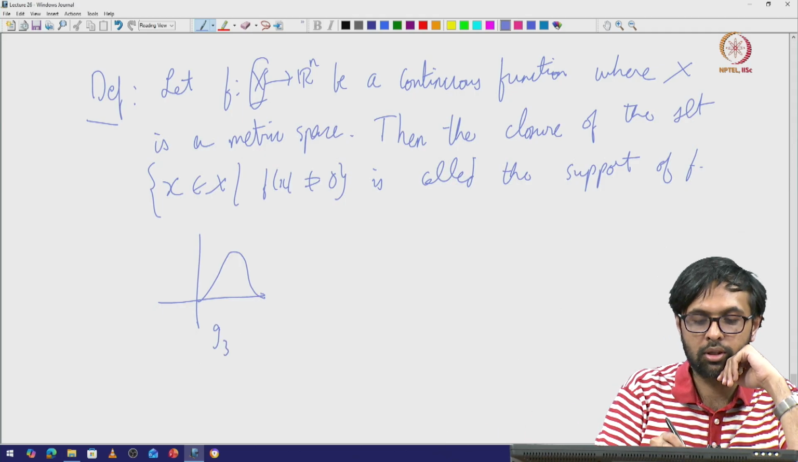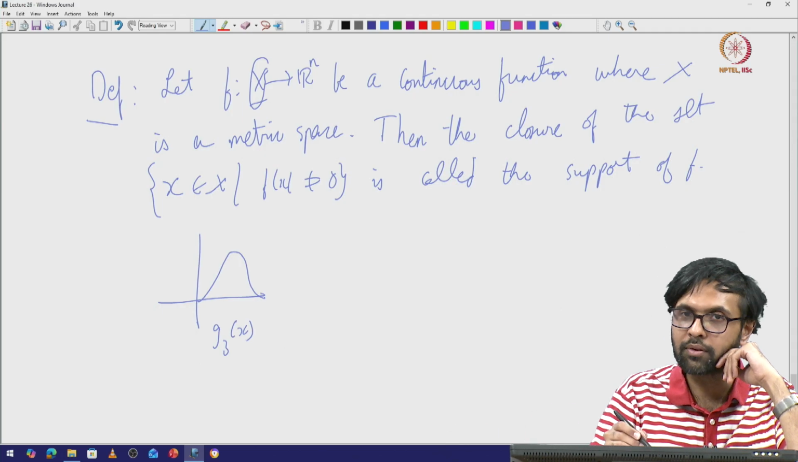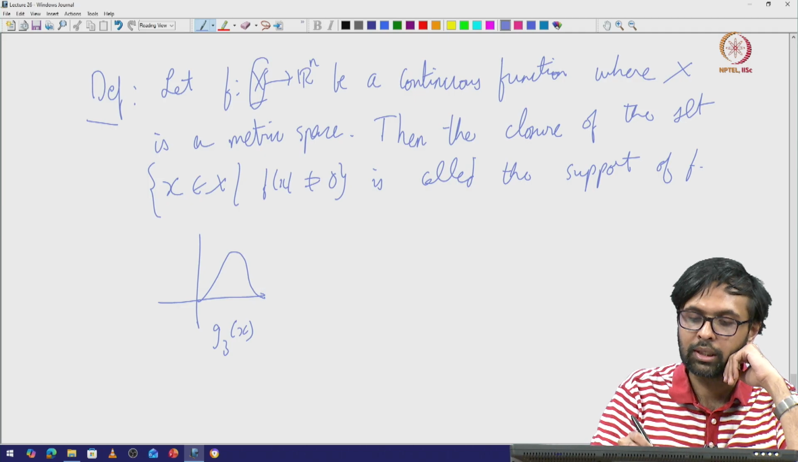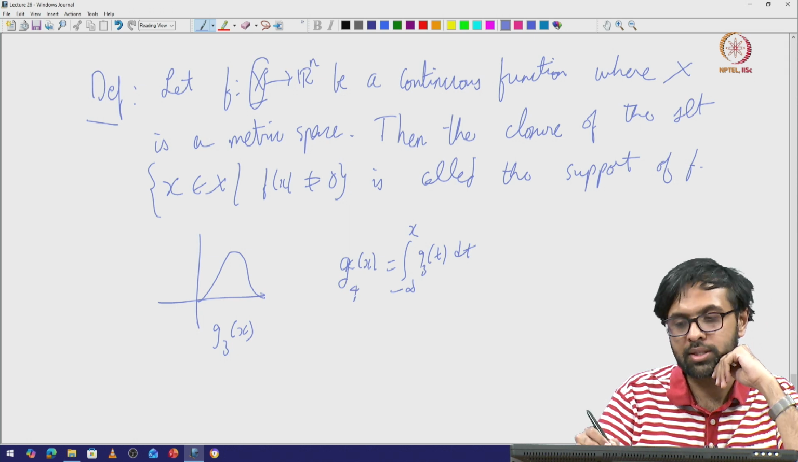Right, so this is G3 of x. Here's a very interesting thing to do. You integrate G3 from minus infinity to x. Okay, maybe we'll call it G4. What does the graph of this beast look like?